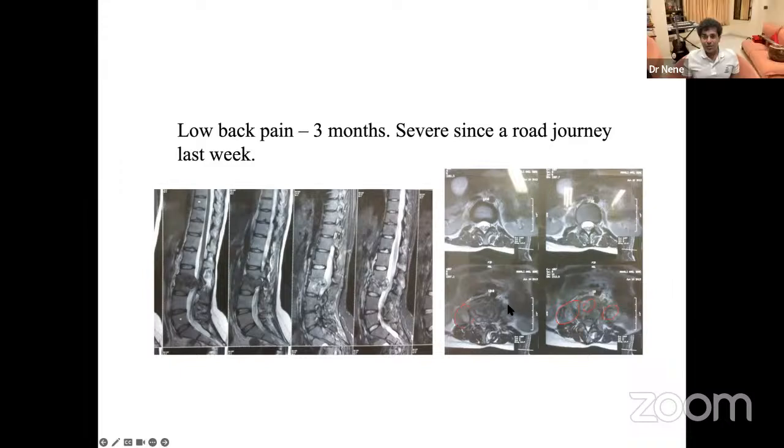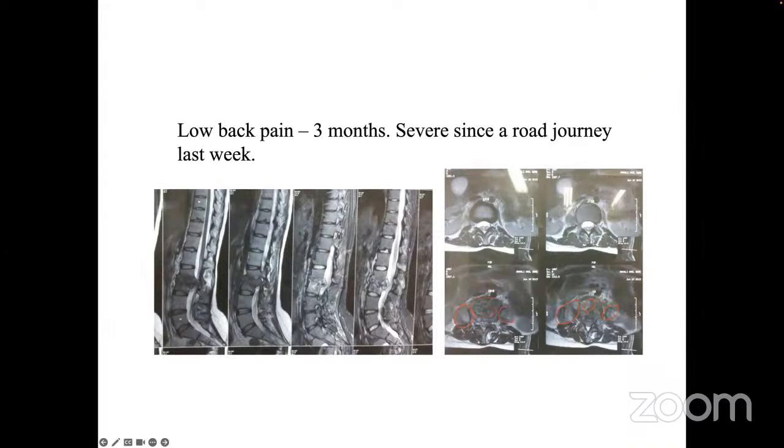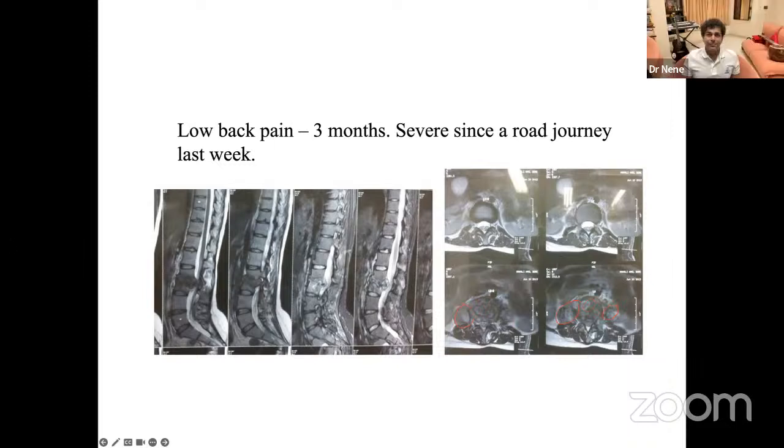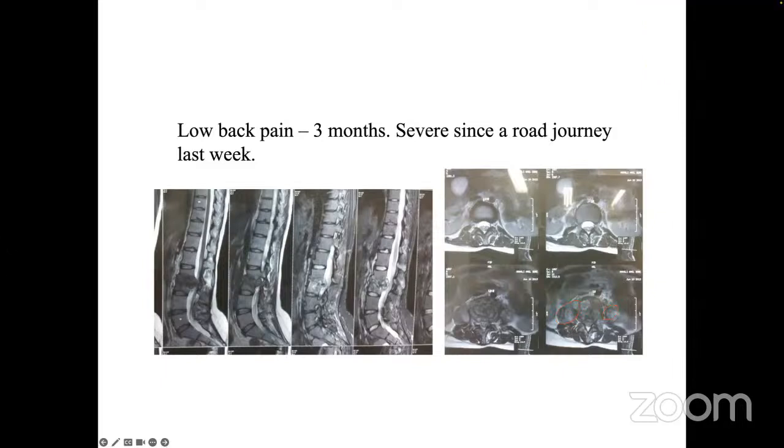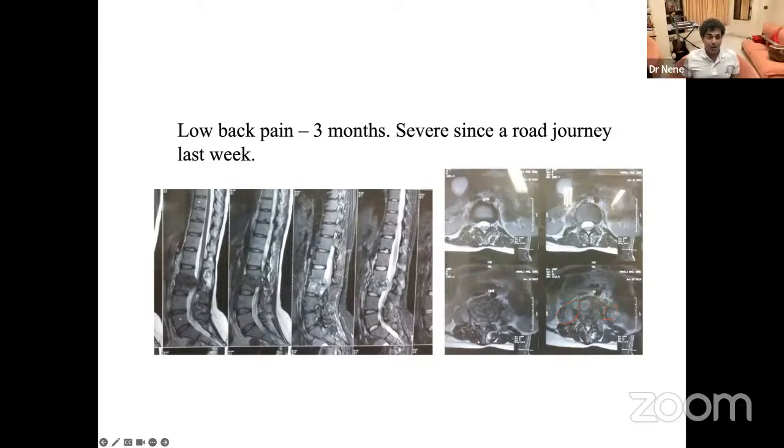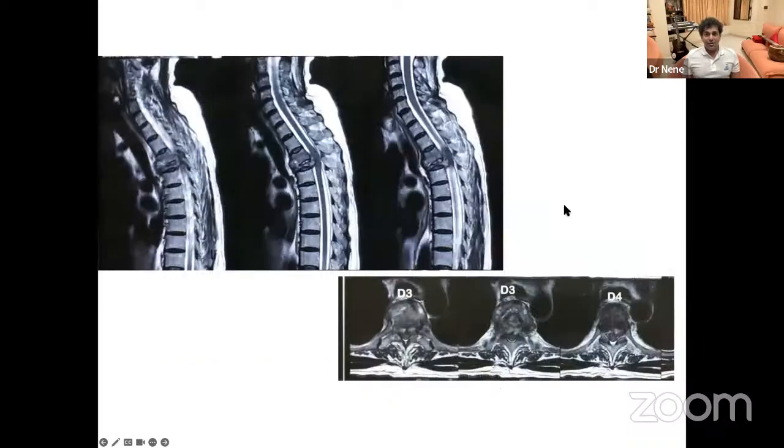Okay. This can't be normal. You can see all this. Anything else? Paradiscal involvement. Paradiscal involvement with significant collapse, end plate erosion, right? End plates eroded. So this is a classic infection. Great. I'm happy. What about this one?